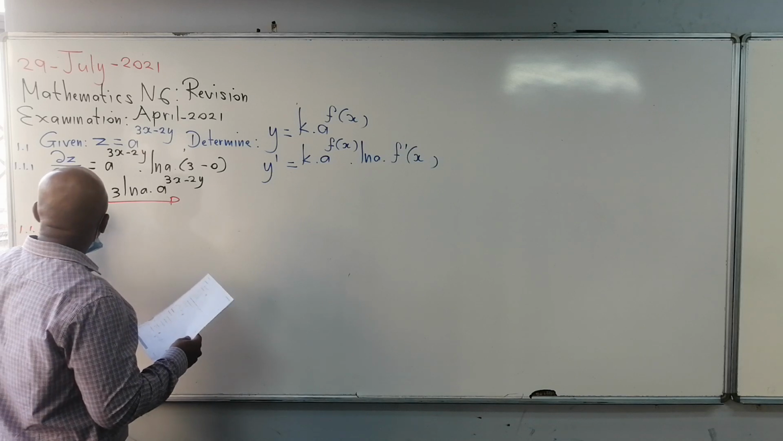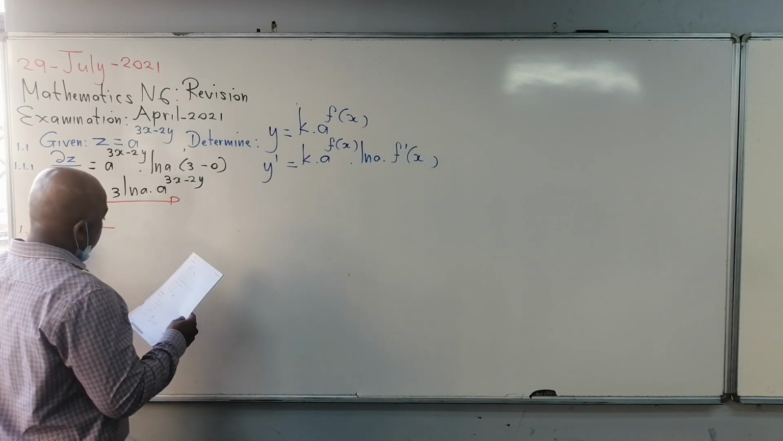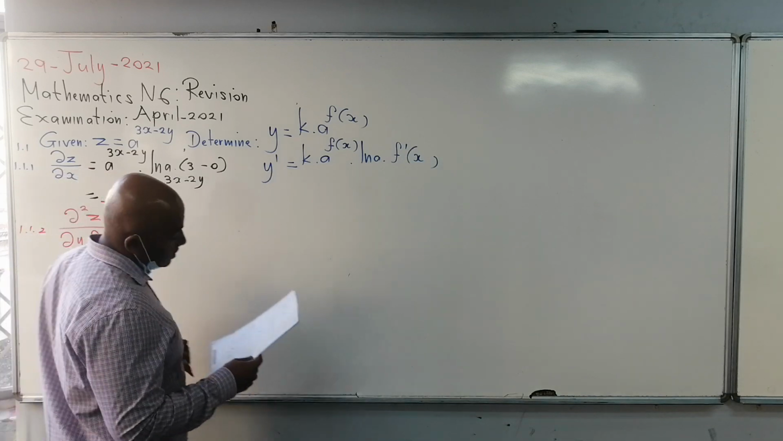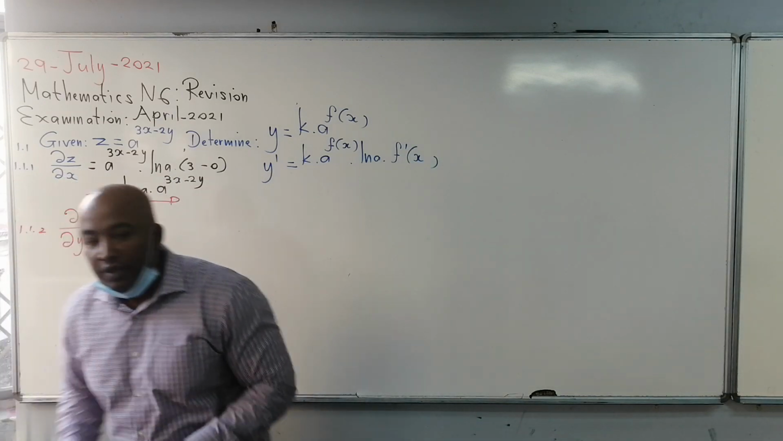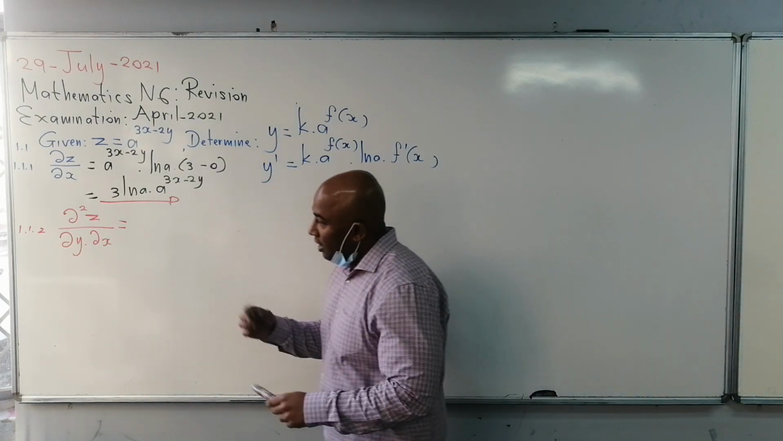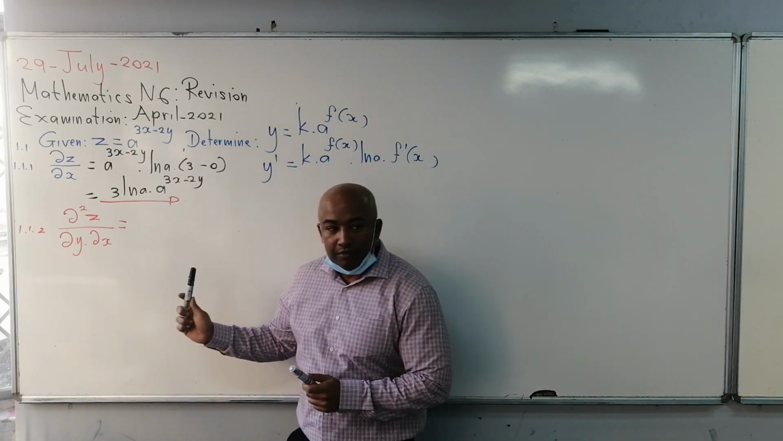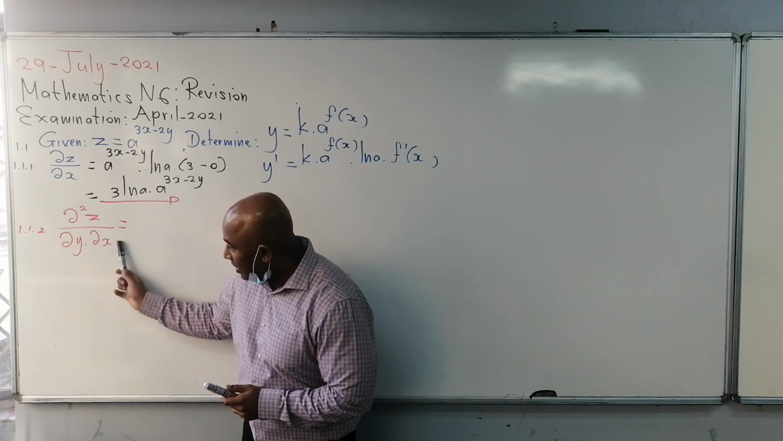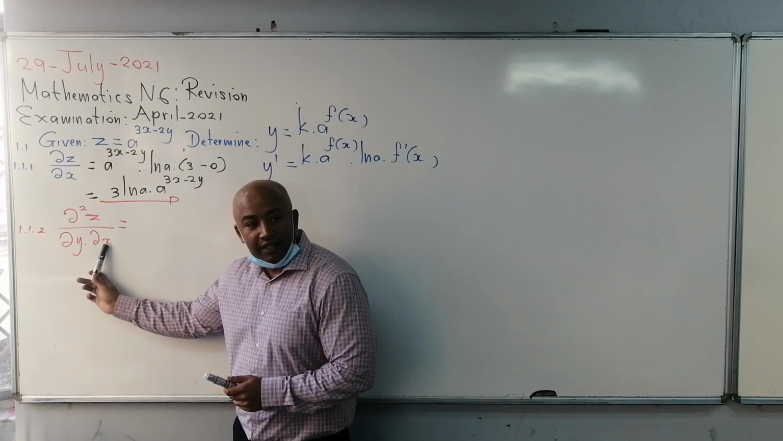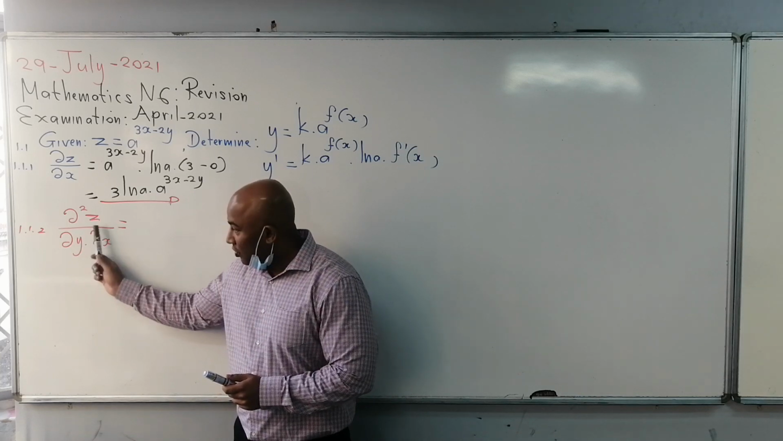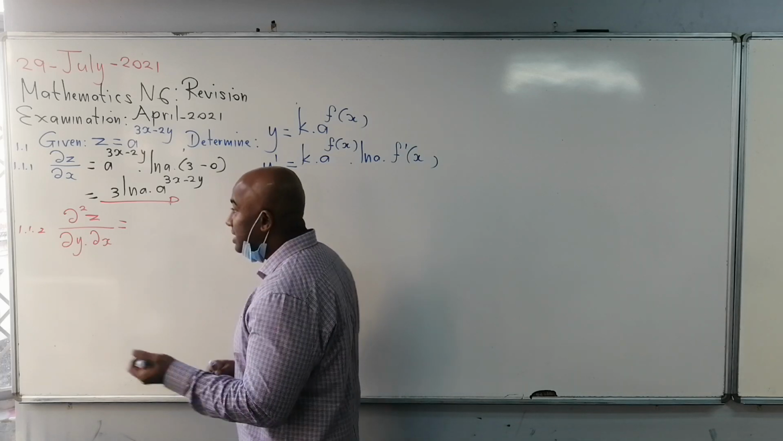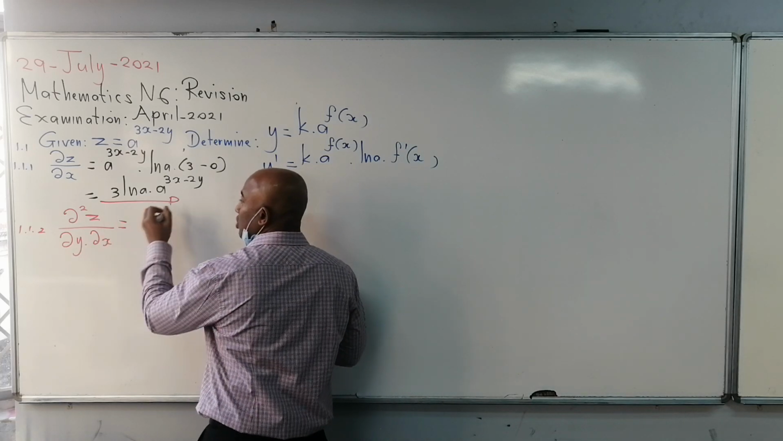So the next one, 1.1.2: d squared z all over dy dx. How do we write this out? When you have it written in this form, first identify what is on the left and what is on the right. What's on the right must be done first, what's on the left will be done second. But the way you write it out is important. So what have we done?